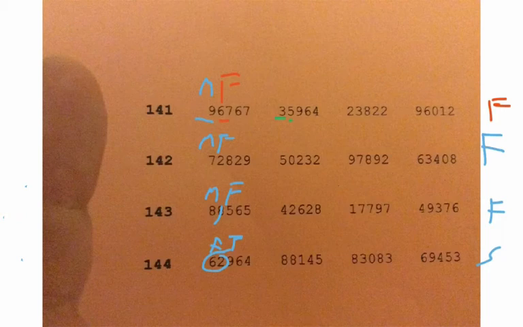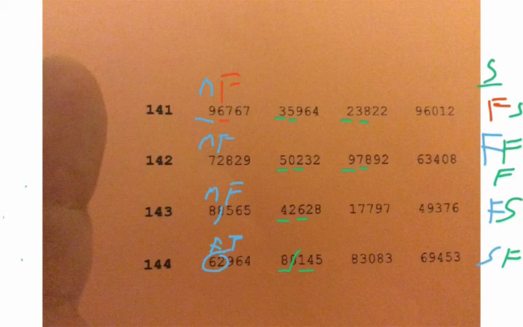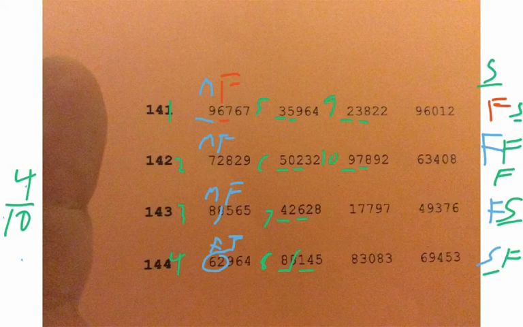So 3 and 5 would be a success, 5 and 0 would be a failure, 4 and 2 would be a success, 8 doesn't count again, and 1 would be a failure, 2 and 3 would be a success, 9 and 7 would be a failure. So now I have 1, 2, 3, 4 successes out of 10. So I did 1, 2, 3, 4, 5, 6, 7, 8, 9, 10 trials.